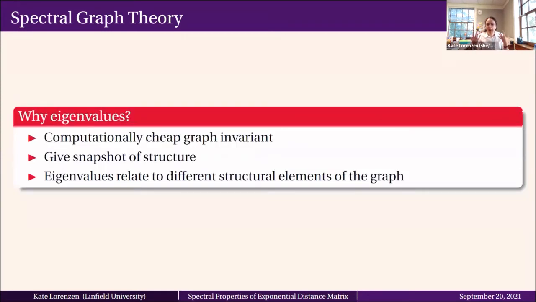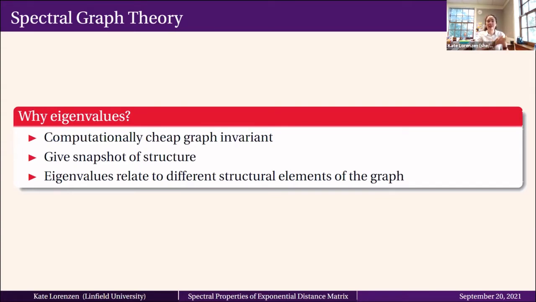So why would we look at the eigenvalues of this matrix? Well, first, they are graph invariant. It means it doesn't matter how I labeled my graph initially, I'm always going to get the same eigenvalues for my matrix. And as far as graph invariants go, this graph invariant is computationally cheap to compute. The second, more important reason is that they give a snapshot of the structure. That's the whole idea behind eigenvalues of a matrix, that they give a snapshot of the structure of a matrix. And since this matrix is just a representation of the graph, it's also going to be giving a snapshot of the structure of the graph.